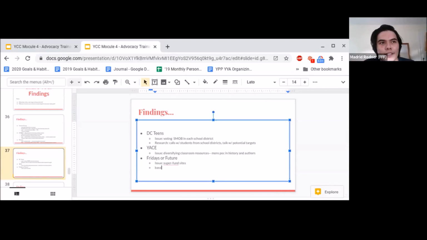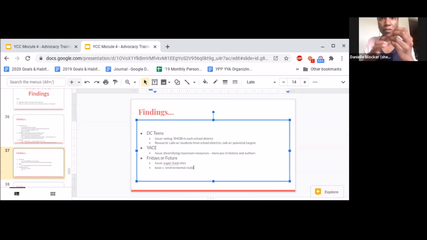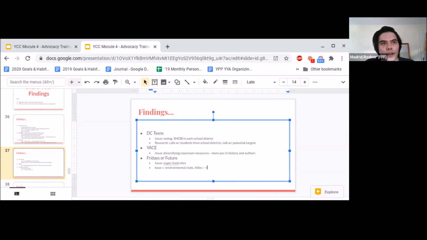So our base, which we're working on increasing right now, is we're contacting environmental clubs across the state of New Jersey, especially focusing on ones that are directly affected by Superfund sites. Allies would be, we're going to contact interest groups and other advocacy organizations in our state, especially local ones.